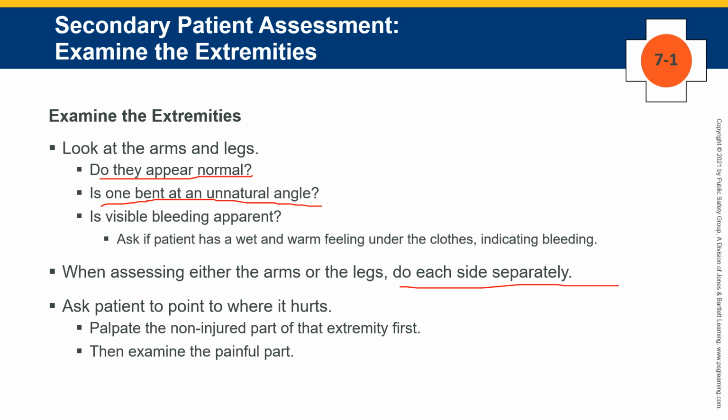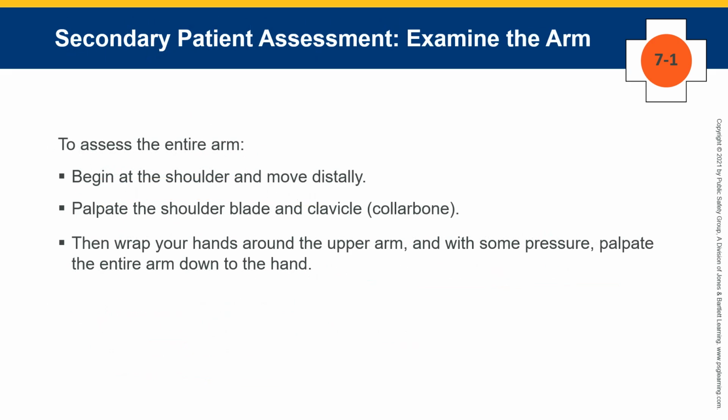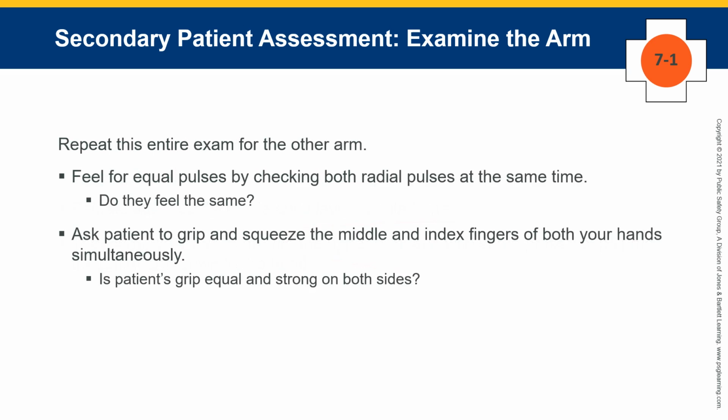Ask the patient to point to where it hurts and palpate the non-injured part of that extremity first, working closer towards that painful part so we can isolate it and then focus. To assess the entire arm, just begin at the shoulder, move distally, palpate the shoulder blade and the clavicle at the top, then just wrap your hands around the upper arm with pressure, palpate the entire arm down to the hand, repeat it for the other side.